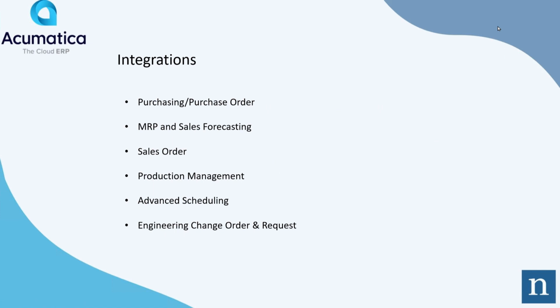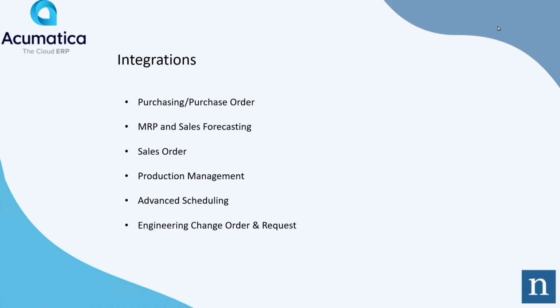MRP and sales order integrate with the bill of materials system. Production orders for bill of materials can be spawned directly from sales orders, effectively making Acumatica a make-to-order production system. Bill of materials integrate with the production management system. Once a bill of material has been attached to a production order, the cost for materials, the cost for labor, cost for overhead and burden can be driven through the production management process.